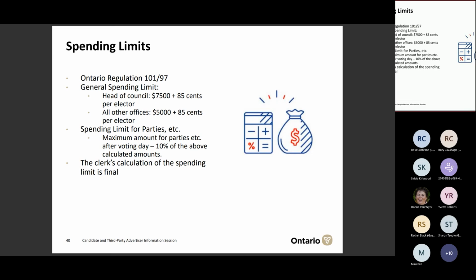The first time, upon a candidate filing the nomination form, the clerk shall calculate the spending limit based on the number of electors on the voters list as it existed on September 15, 2018. The second calculation is based on the number of electors on the voters list as it exists on September 15, 2022. This calculation must be provided to candidates on or before September 25, 2022. Whichever number is higher is the spending limit, and the clerk's calculation is final. Next slide, please.